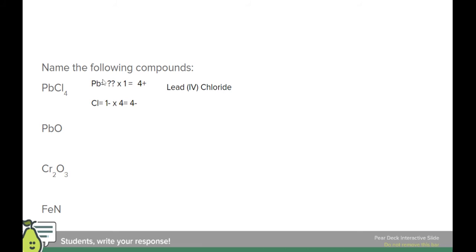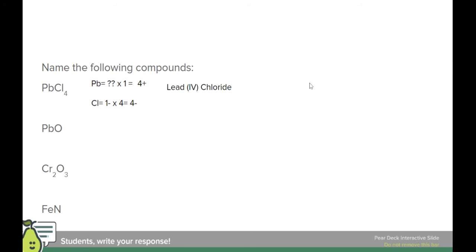All right, one more time. I don't know the charge for lead, but I know I have one of them. I do know the charge for chlorine, which is going to be a 1 minus, and I have 4 of those. So 1 minus times 4 is a 4 minus. And I know that means lead is going to have to be a 4 plus. So this is lead(IV) chloride.